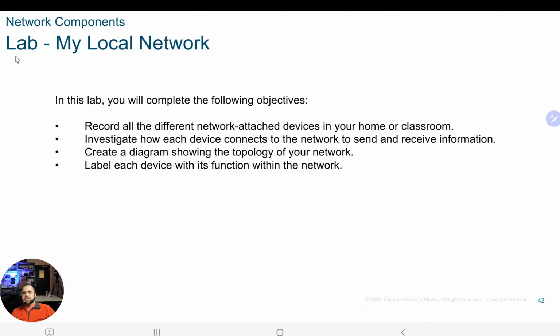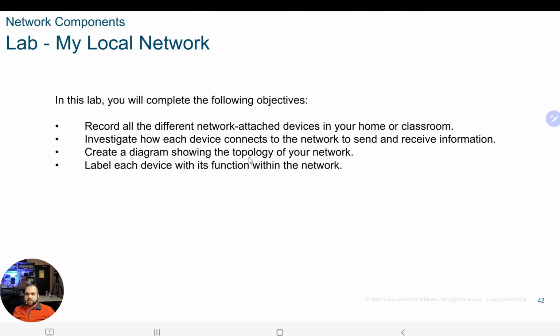Like I mentioned, you do have a lab assignment for this module. Record all the different network attached devices in your home, or we can also do it in the classroom, and investigate how each device connects to the network. How does it send and receive information? If it's a printer, what does it connect to? Does it connect to a switch? Does it connect directly to a computer and then it's shared on the network? How does all that stuff go together?